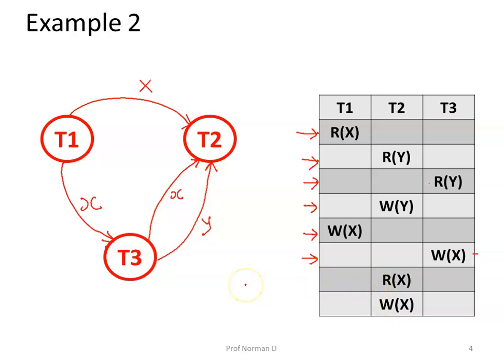That's it. So now if you look at the precedence diagram, there are no cycles over here. That means it is conflict serializable. When no cycles, then it is conflict serializable. That means we can rearrange the instructions in this schedule so that we can have a serial schedule.